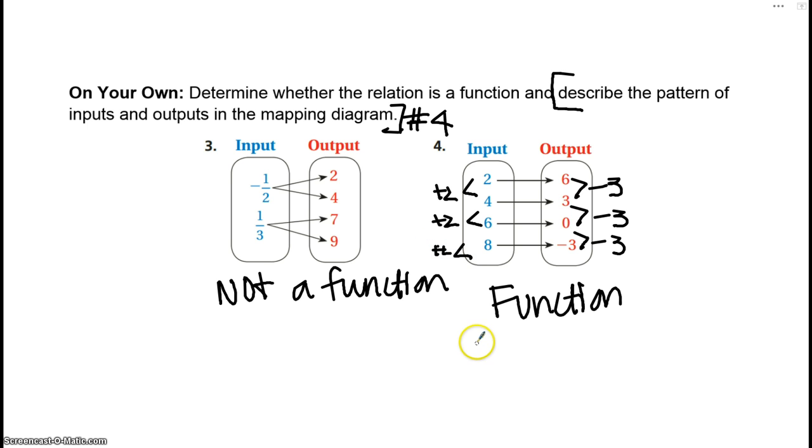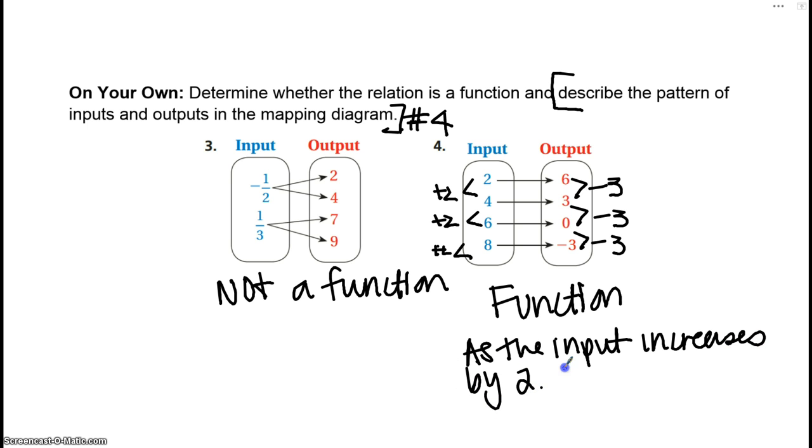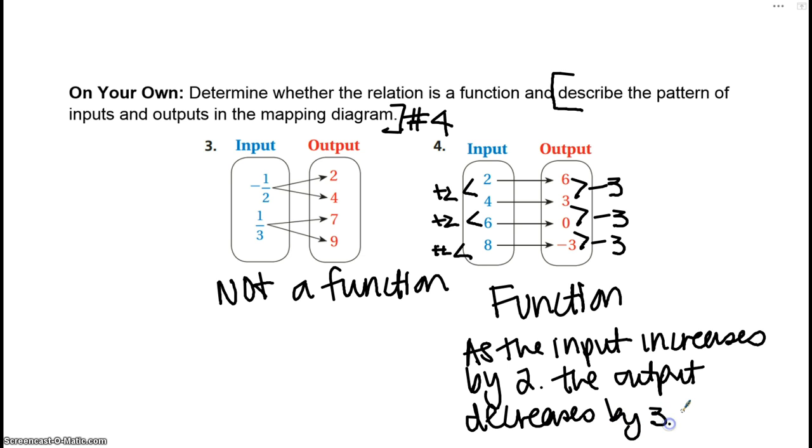So I would say, function: as the input increases by 2, the output decreases by 3. And that is it for section 6.1.